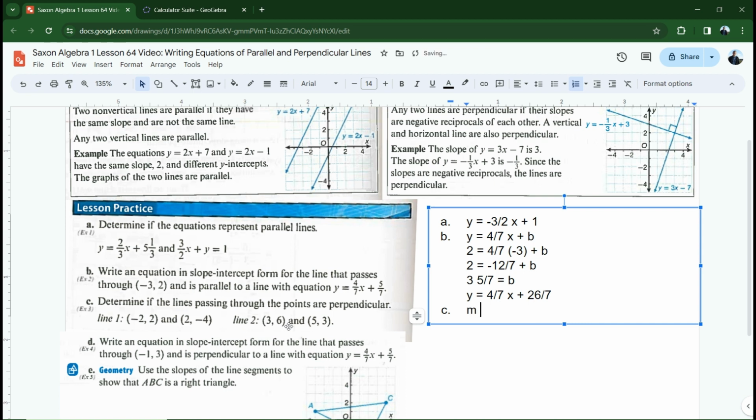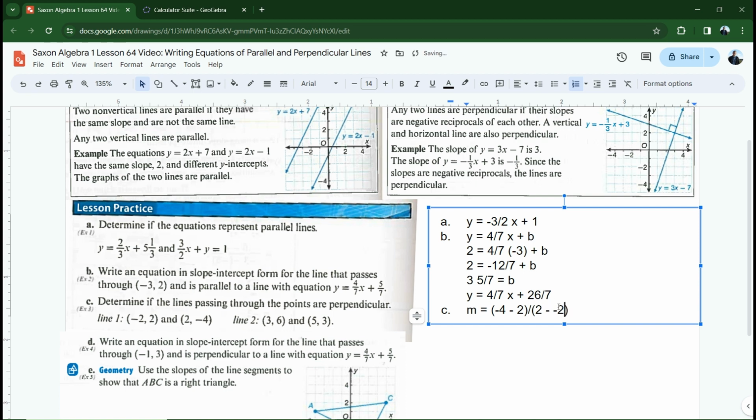m = (y2 - y1) / (x2 - x1). This is a rise over run equation, okay? y2 is -4 and y1 is 2. So -4 minus 2 over x2, that's 2 minus -2. So let me just, 2 minus -2. Okay, so let's figure this out.